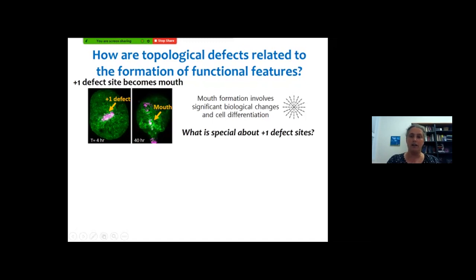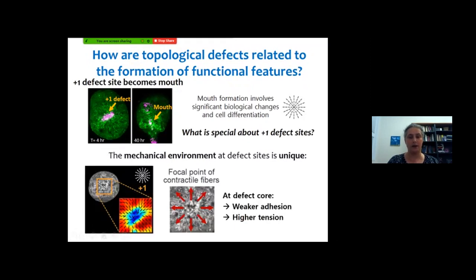Now, to form a mouth, there have to be significant changes in the biology of the system, in the morphology and differentiation. What's special about these +1 defects that the cells in this site are the ones that do this process? One obvious feature that is special about these defects, which comes directly from their structure as a focal point of contractile fibers, is the mechanical environment there. These fibers are involved in cell-cell adhesion, through cell junctions. At the core of the defect, there are no fibers spanning the core, so we expect there to be weaker adhesion.